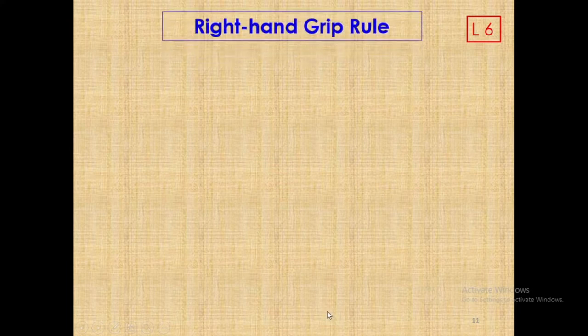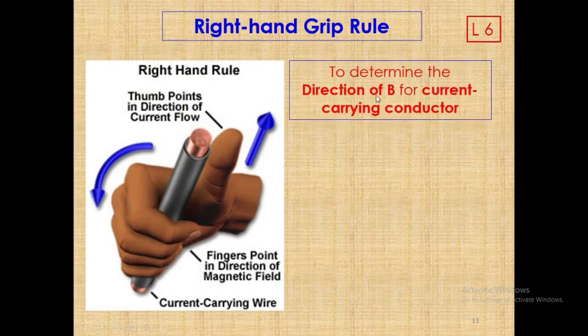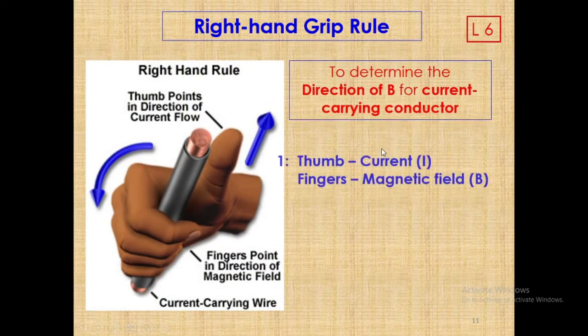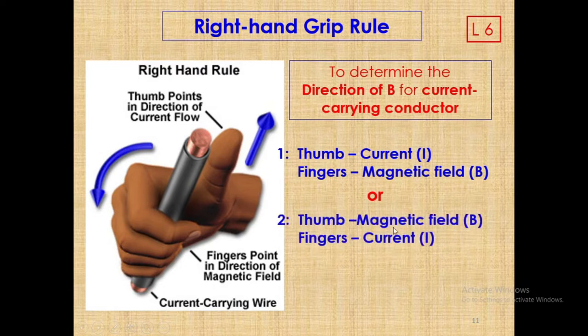So, how to determine the direction of the magnetic field? We can use the right-hand grip rule. So, the right-hand grip rule to determine the direction of B for the current carrying conductor: our thumb represents the direction of current, and our fingers determine the direction of the magnetic field B. Or vice versa, the thumb is the magnetic field and the fingers are the direction of current.